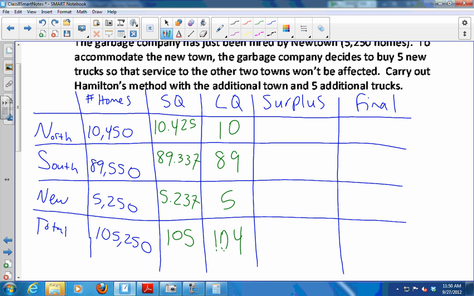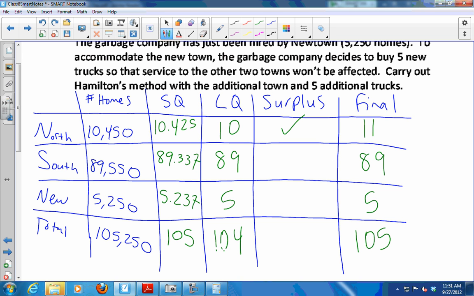Who's going to get it? Northtown, 0.425 is the largest decimal. So my final apportionment is going to be 11, 89, 5 for a total of 105 trucks. So what do you think of this? Is there anything weird about this?